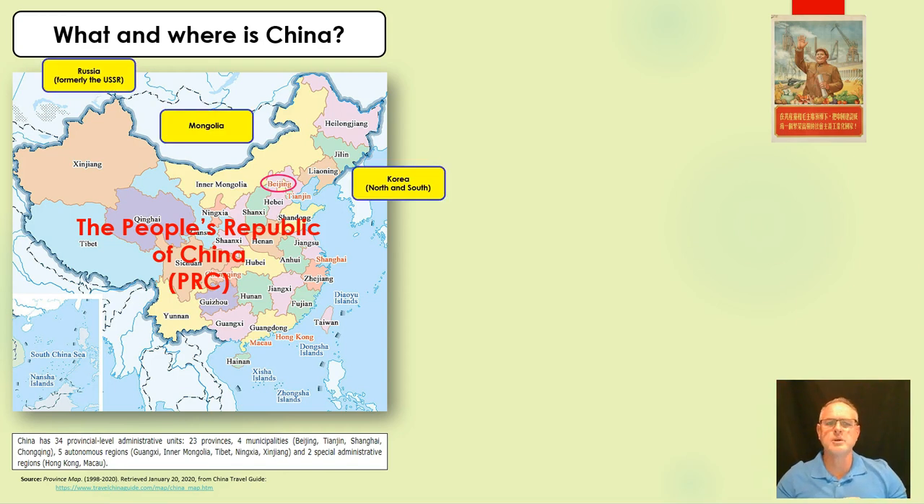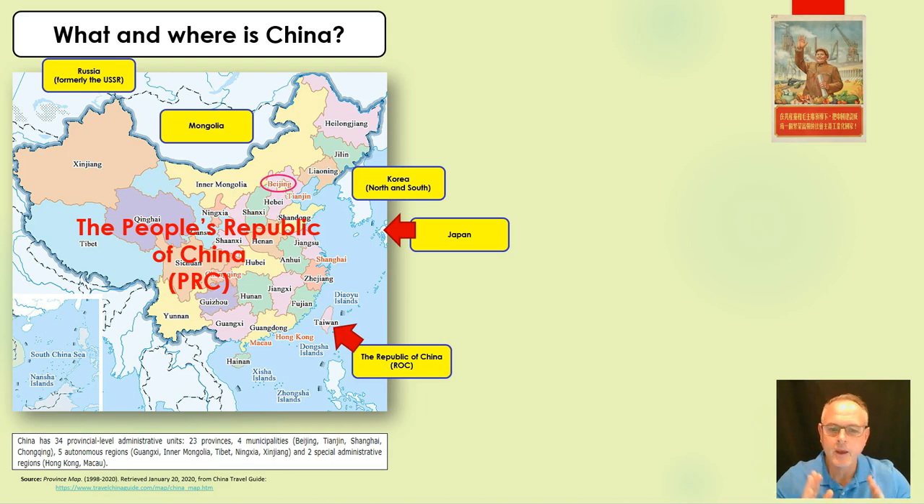Get your head around what's nearby. China to the north is bounded by Russia, the former Union of Soviet Socialist Republics, the USSR, or simply the Soviet Union. So Russia's to the north, as is Mongolia. To the northeast, we have Korea, North Korea, South Korea. Then we have Japan, just off the edges of that map there.